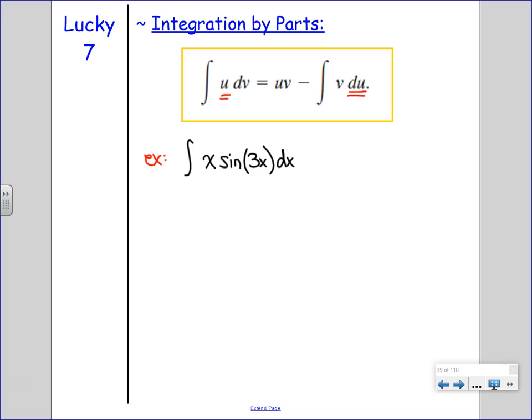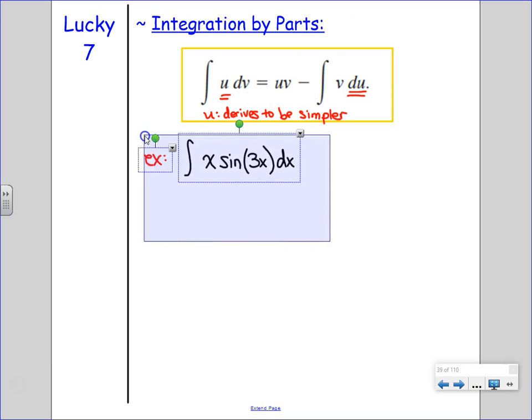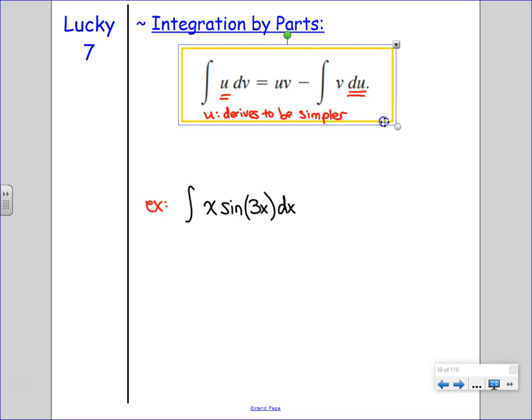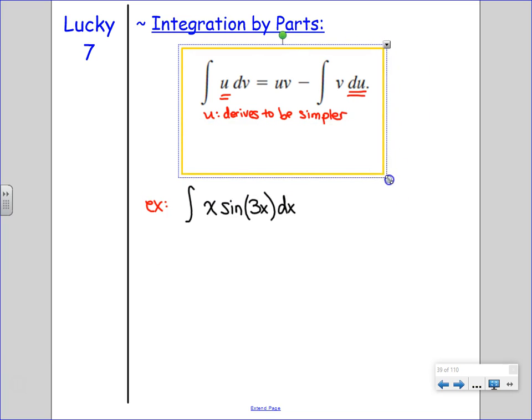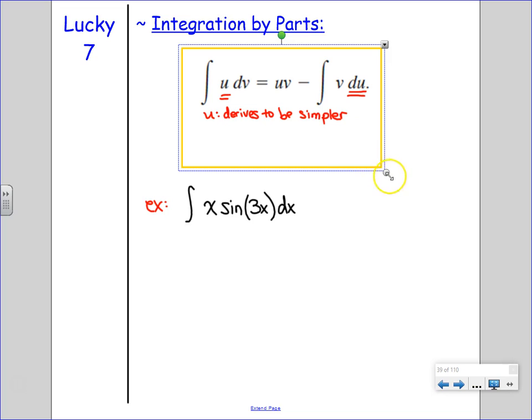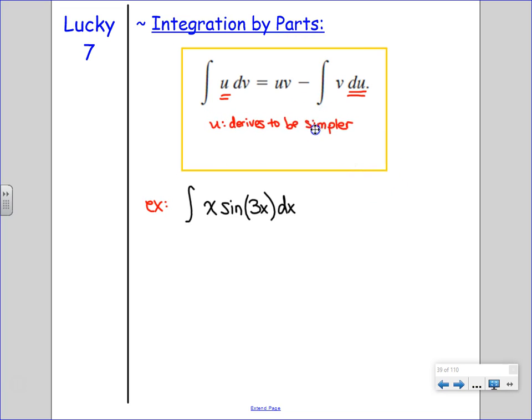We probably want to choose the u as a piece that derives to be simpler. Now, just a quick heads up, that is not always possible. It's not always possible to choose a u that derives to be simpler. But frequently, those are the easiest, the most basic, the most straightforward types of integration by parts problems. The u, you want to choose to be a part that derives to be simpler, and then the dv, basically.